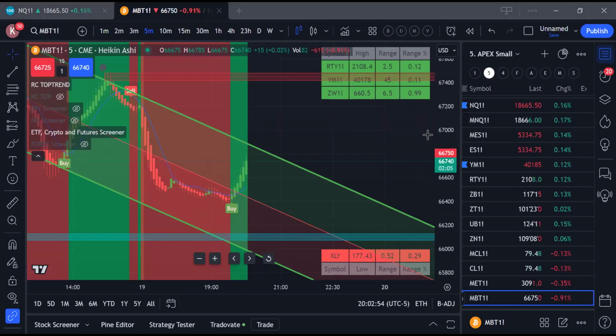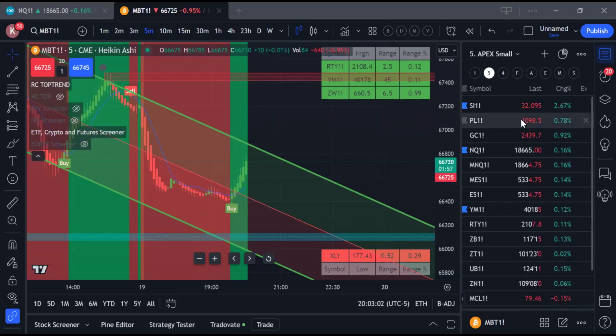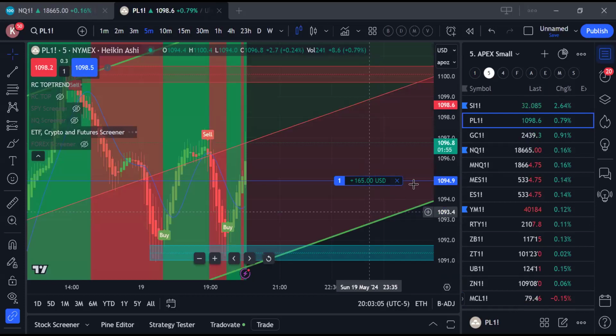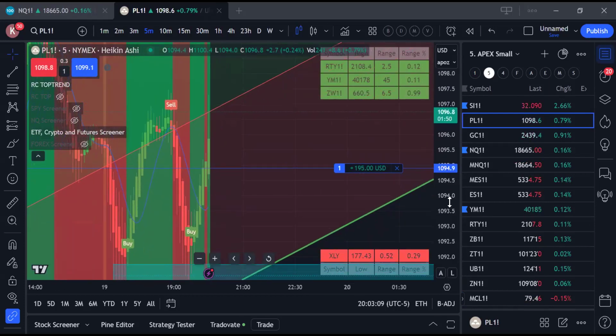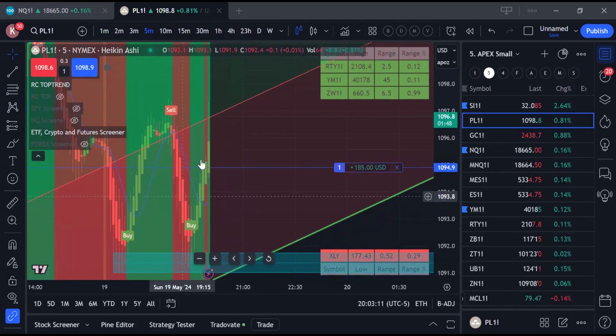Oh, congrats. It's Gundlapalli. PL also, right? I think 165 and $85, right? That with just one contract.